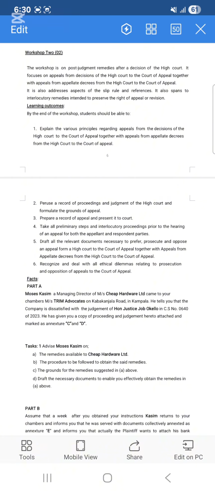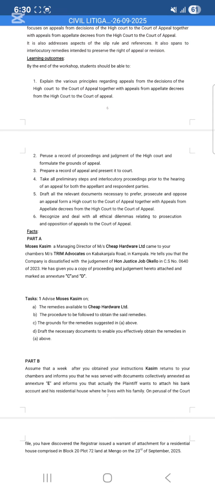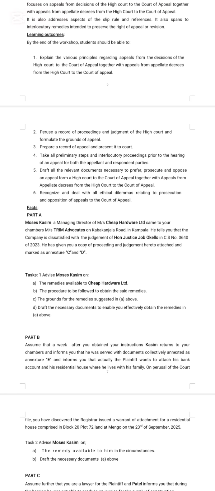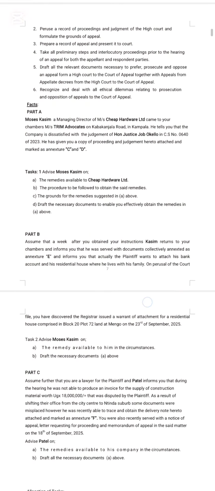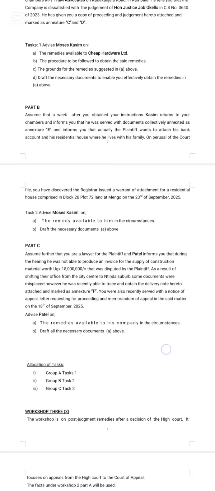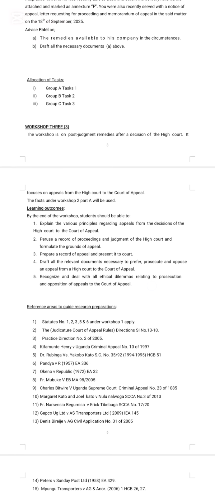Part C, we are basically looking at appeals from the High Court to the Court of Appeal. We are dealing with interlocutory proceedings, for example, stay of execution. We are dealing with how do I adduce additional evidence on appeal. Remember, I have to get leave from court.